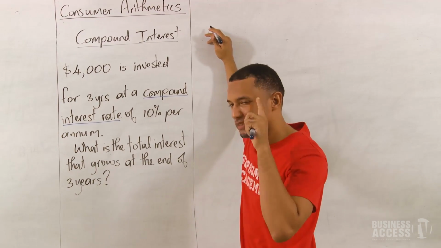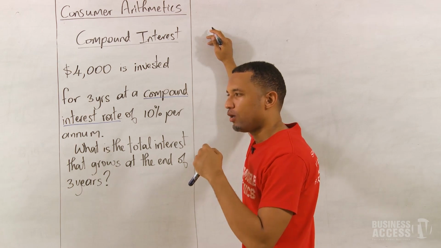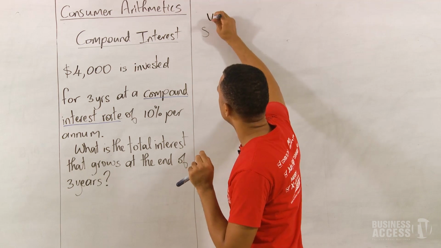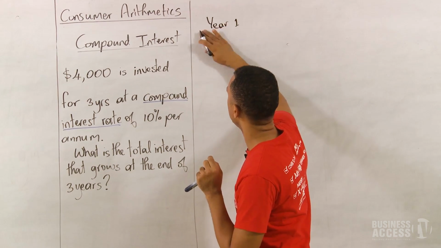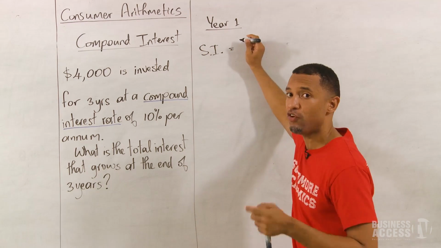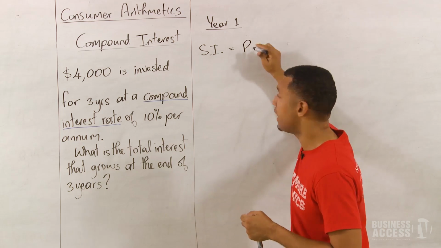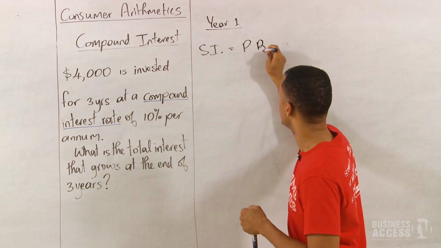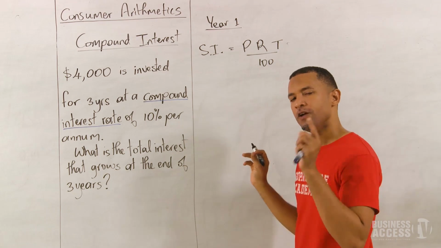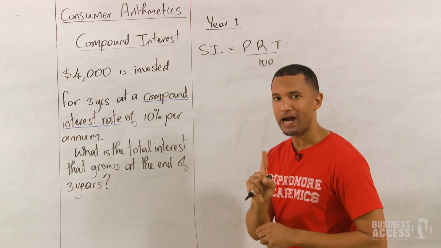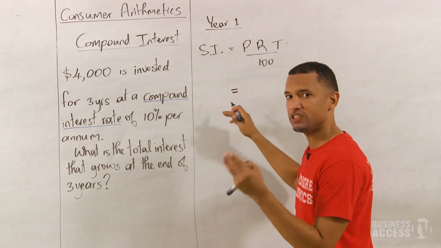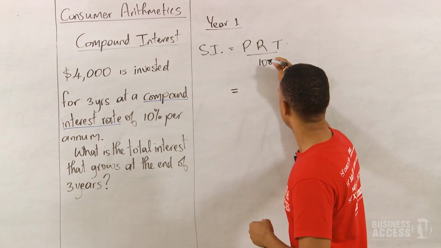Now, remember, you're starting with $4,000. We are going to look at what the interest is at the end of each year. So we're starting with year one. Let's label this year one. The formula for simple interest is the principal multiplied by the rate, where the rate is given over 100, and multiplied by the time. Now, with compound interest, we're doing it 1 year at a time. So this t value is always going to be 1, because it's 3 years in this scenario.